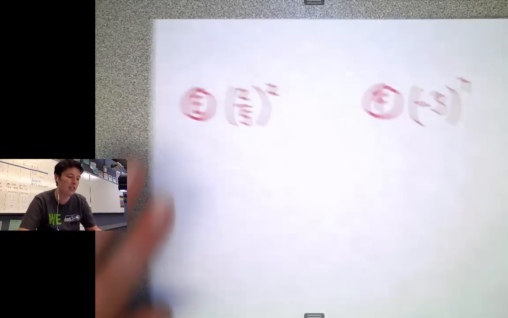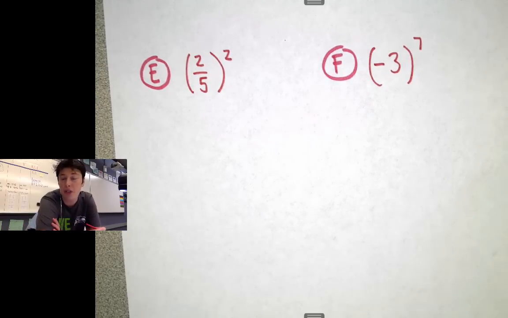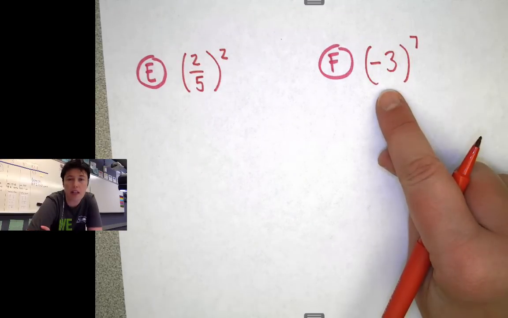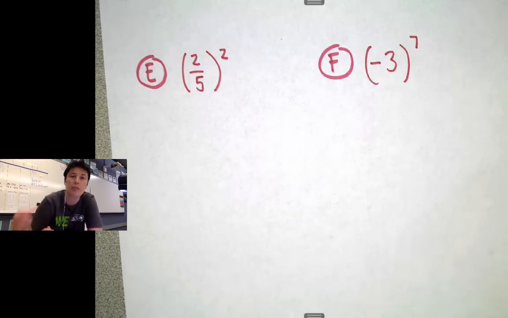Okay, last round. Let's see. I'm going to give you some hard ones here. E and F. Let's try a fraction. 2/5 squared. I'm going to let you struggle and see if you can figure that one out. And F is negative 3, parentheses, negative 3 to the 7th power. Go ahead and hit the pause button on your device and see if you can figure these ones out.